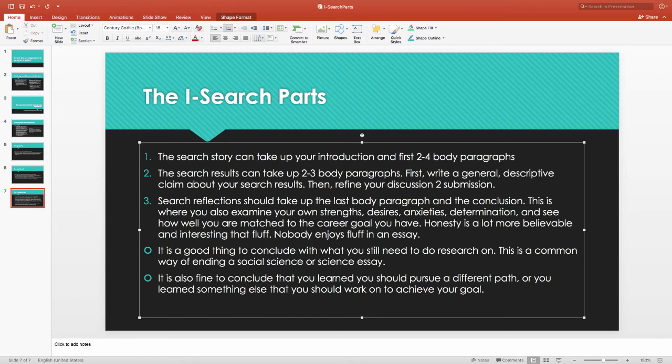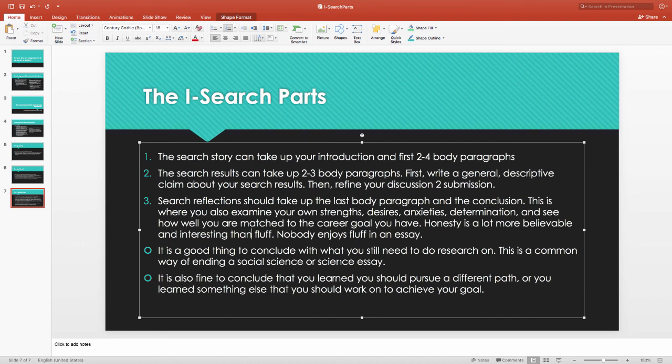Oops, this is supposed to say honesty is a lot more believable and interesting than fluff. Nobody enjoys fluff in essays. Everybody's going to feel like they just wasted time reading all those words that don't mean anything. Just, you know, hit your mark. Drop the mic.